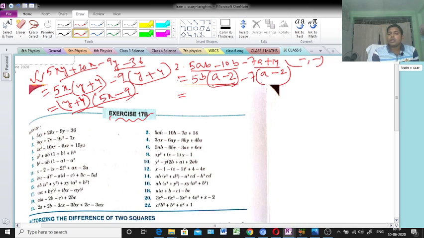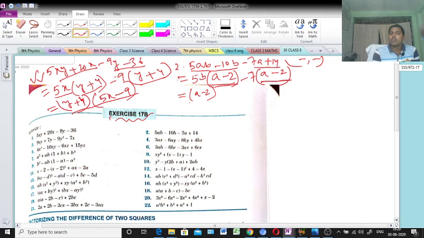Clear or not? Okay, so after that you should check the portion in the bracket, this one, correct or not, whether the same thing is coming or not. If the same thing is coming, okay, so that is correct, otherwise there is some mistake. Clear? Concept clear?